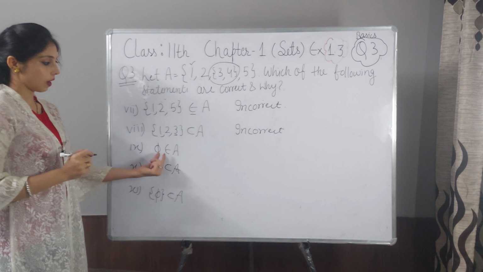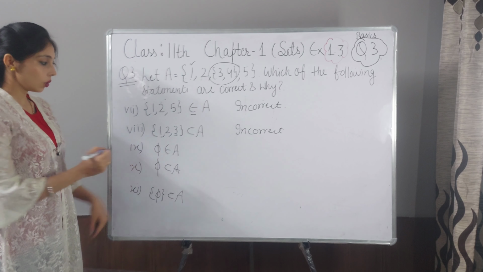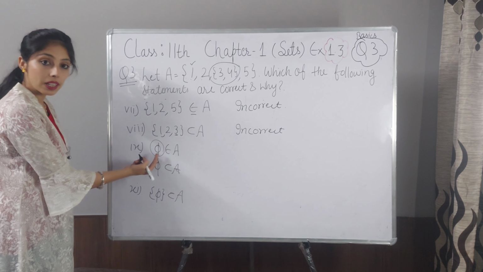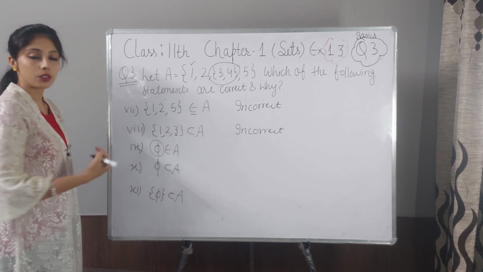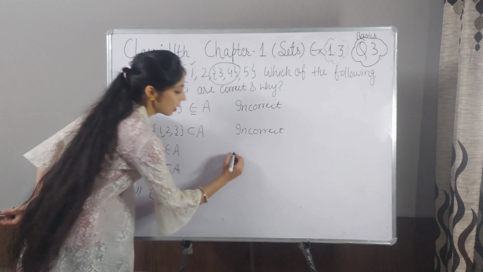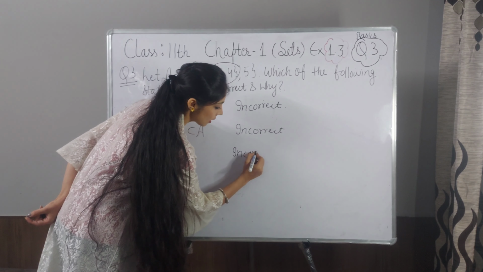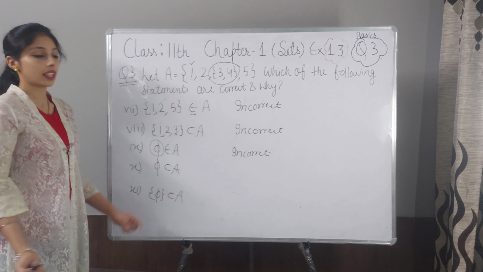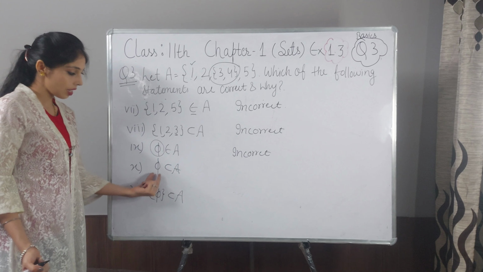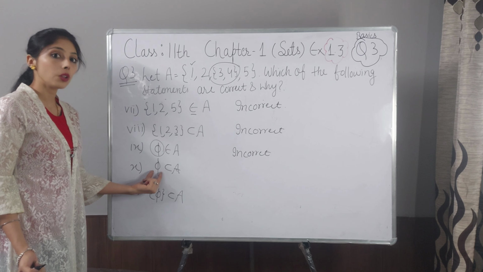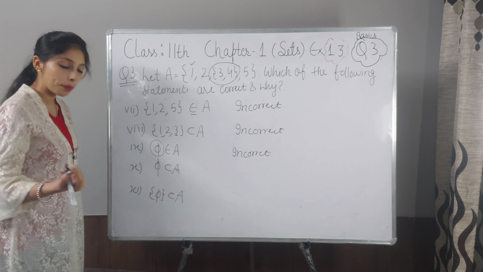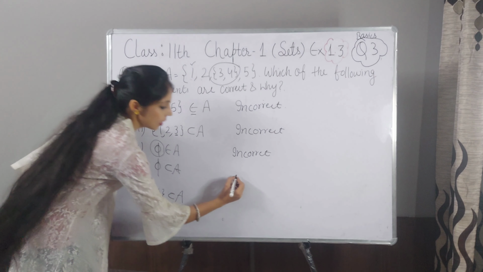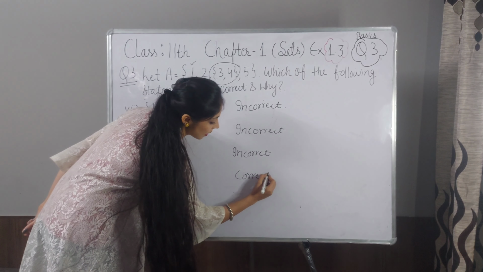Next one is phi belongs to A. We know that phi is the empty set. This is representing a set. For a set we can't use belongs to. So this statement is again incorrect. Next one is phi is contained in A. Yes, this is correct because phi is representing the empty set. So the empty set is contained in every set. So this statement is correct.